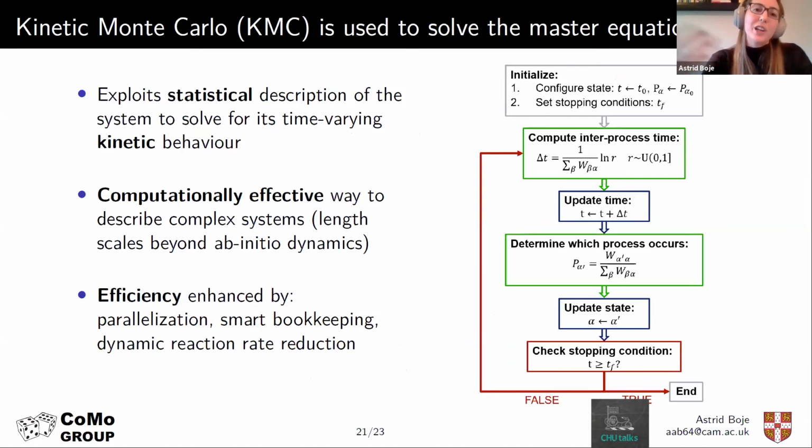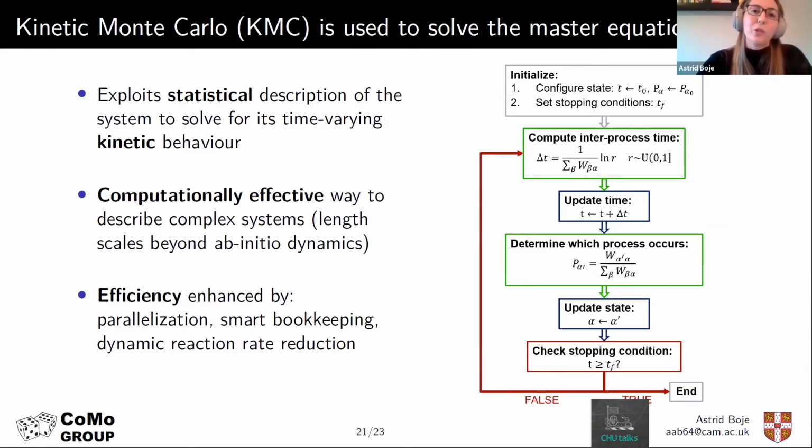And essentially, the kinetic Monte Carlo simulations work in a similar way to the way that I described for my other system. They consist of sampling waiting times based on the rates of the different processes, and then choosing which process will happen according to the relative rates of the different processes. And we simulate in this way until we've reached some final state. And this provides a computationally effective way to describe complex systems, essentially at length scales that are out of reach to first principles dynamic simulations.